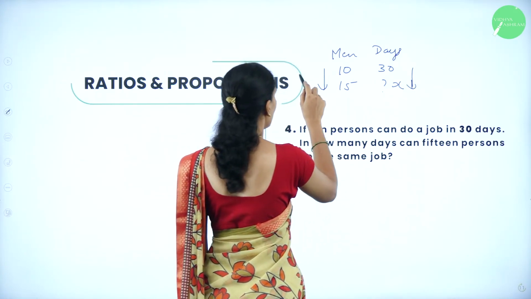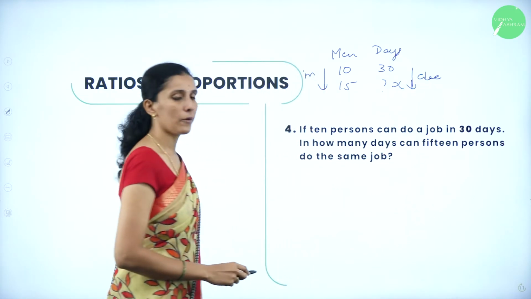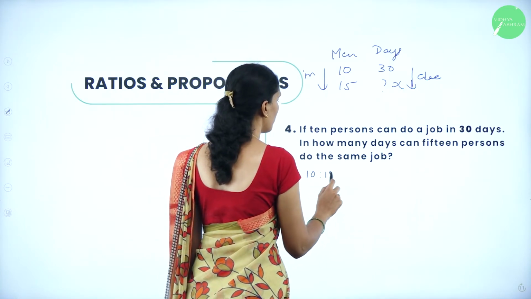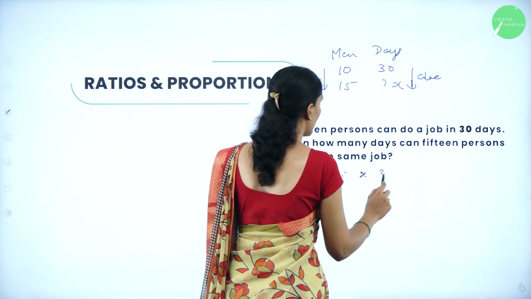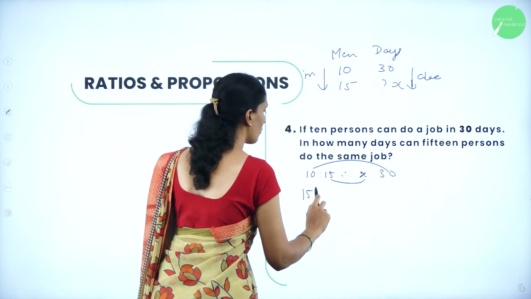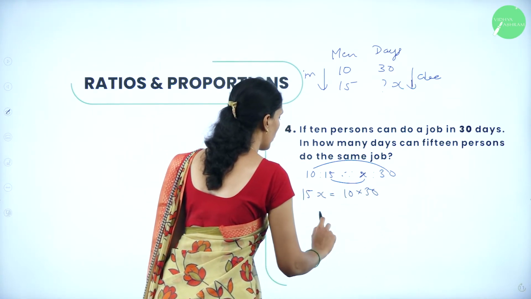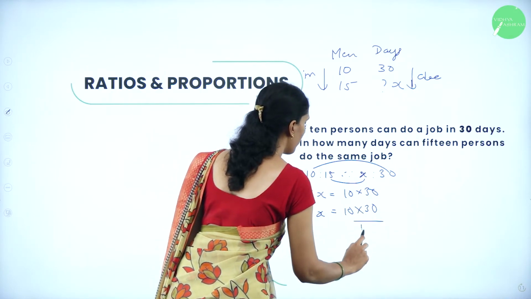So it is increasing and it is decreasing. So this is an example for inverse proportion. Let me write this as 10:15 proportional to X is to 30. So how can I take the product of extremes and the product of means? 15X is equal to 10 into 30. So X is equal to 10 into 30 divided by 15.